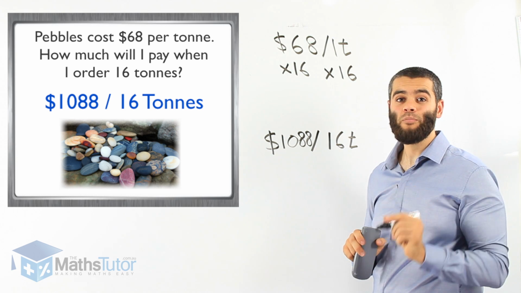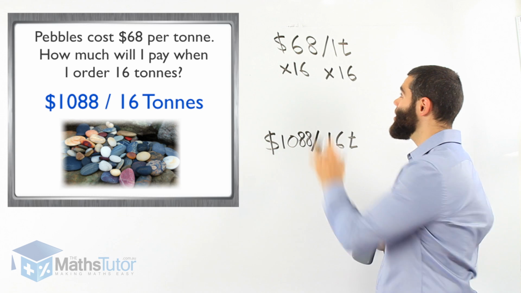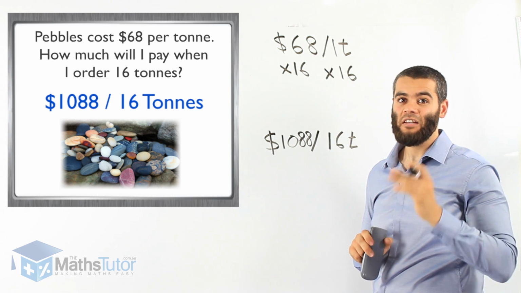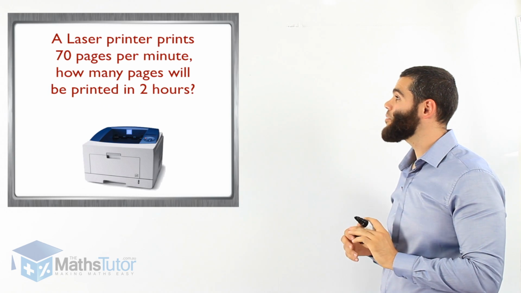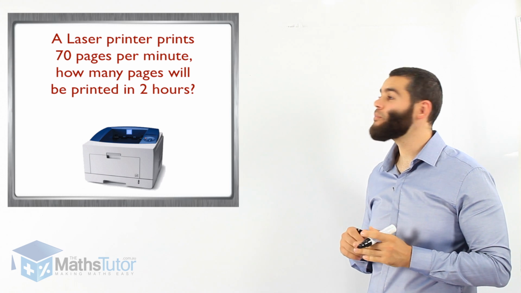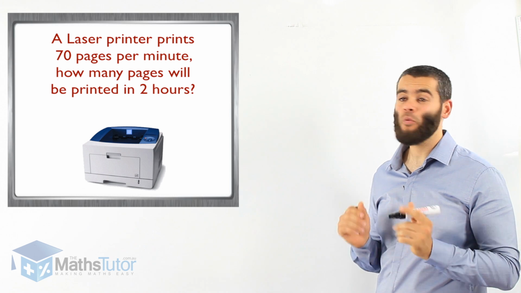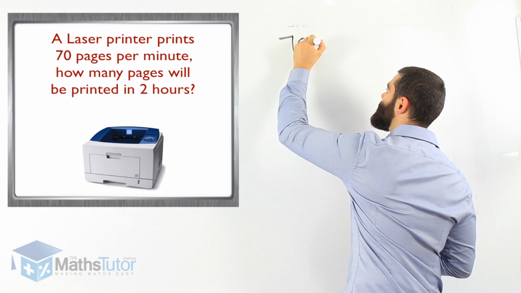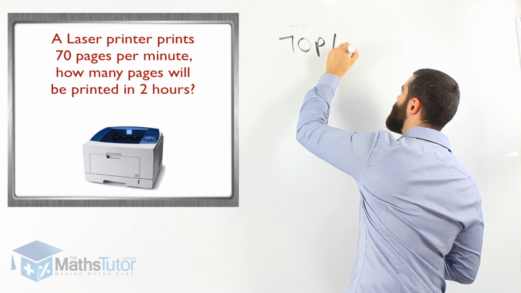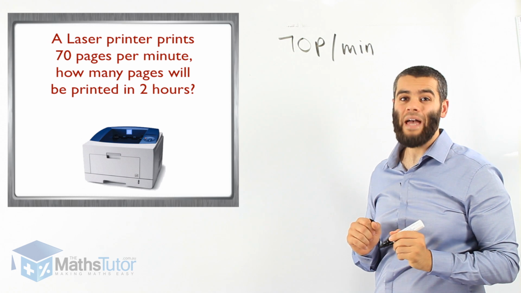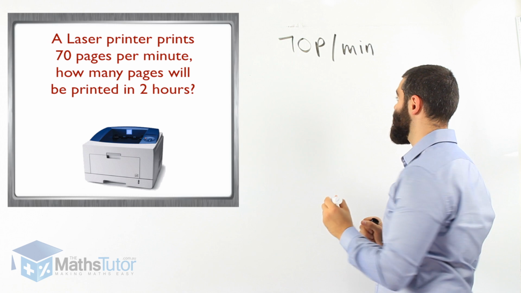Pretty simple. Very important to change the worded problem into mathematics and then solve it like we normally do mathematically. Let's do 2 more examples. The next example says, a laser printer prints 70 pages per minute. How many pages will be printed in 2 hours? So we know the rate is that it's 70 pages, P for pages, per minute. We would like to know in 2 hours, how many pages will that be?